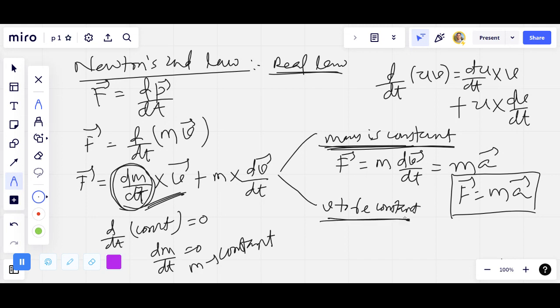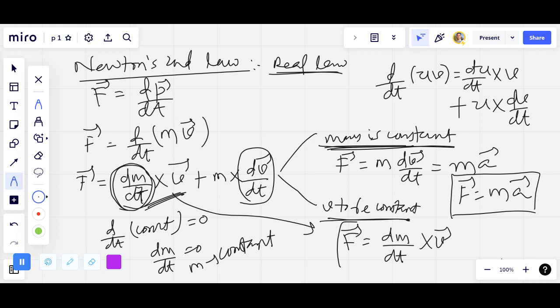Similarly, in my second case, I consider velocity to be constant. This is the case when a rocket propels upward from the ground, or above the ground when it is moving. So in the case of a rocket, we are taking velocity to be constant. So dv by dt will be 0 now, because the derivative of a constant quantity is 0. So only this term will be there. So F is equal to dm by dt into v. This F is the upward thrust, and this theory will be used in rocket propulsion, where we take mass to be variable and velocity to be constant. That is the theory of rocket propulsion.